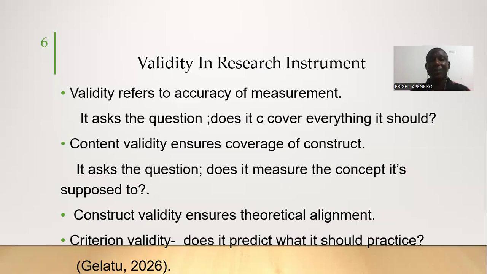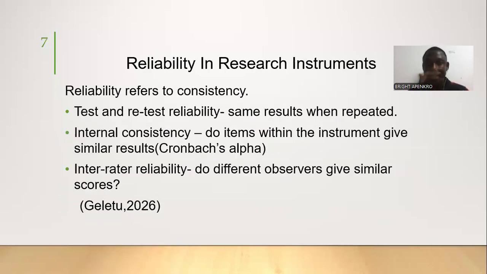So we are looking at whether what we predict, what we are suggesting in our hypothesis, is it practicable? Can it be practicable in our research instrument? And now we move on to look at reliability in research instruments, and that will mean: will our instruments be reliable for us to use in our research?